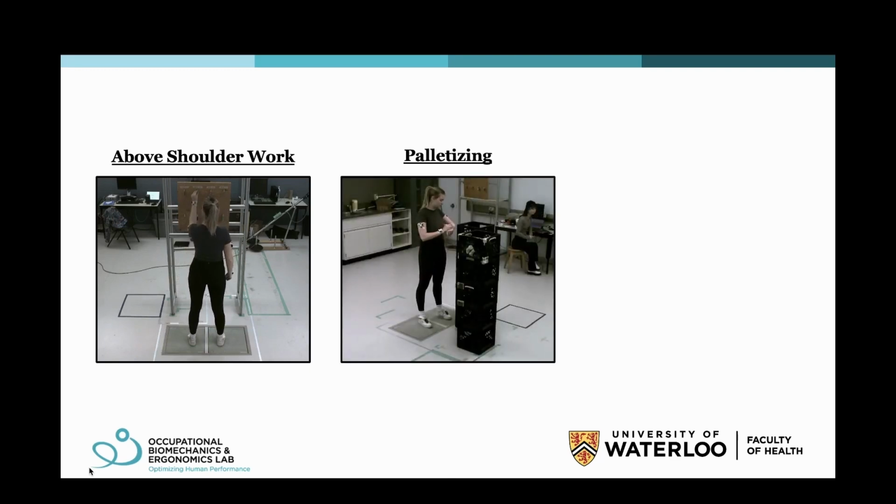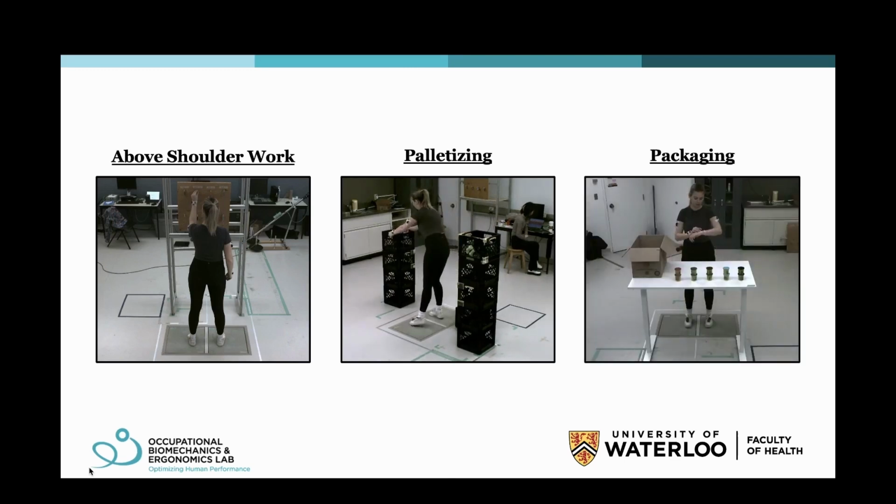For the simulated palletizing task, we had 10 crates being lifted from one side of the force plates that the participant is standing on to the other. Each of them had 10 pounds of weight inside of it, and they, again, moved at fast and slow speeds to the pace of a metronome. And then the last one that we're going to show today is the packaging task. This is, again, paced to the beat of a metronome, where they picked up containers of Play-Doh and put them in a box. After they put all 10 in, they slid the box over to the left to simulate moving the box along a conveyor belt system.